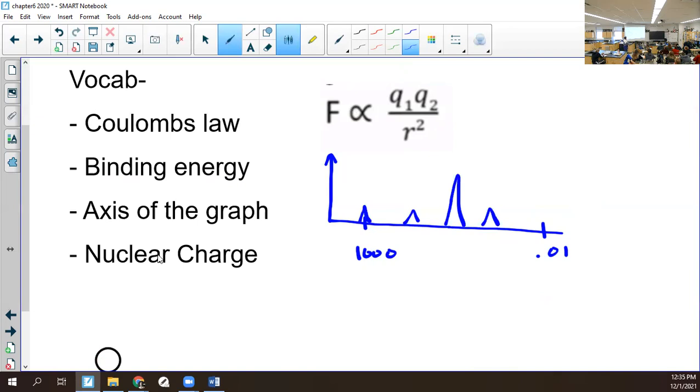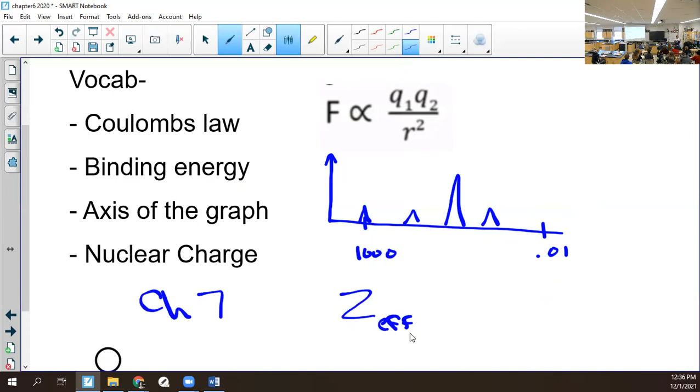Okay. Nuclear charge. This is actually coming up in chapter 7. Nuclear charge is known as Zeff, but don't worry about that yet. You're going to learn all about it starting on Monday. It's called the effective nuclear charge, but it's essentially the positive charge from the protons. That's all it is.